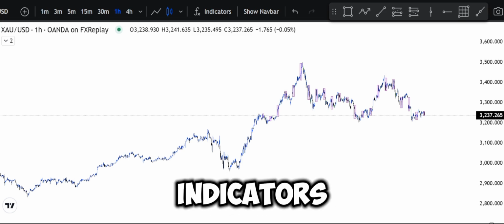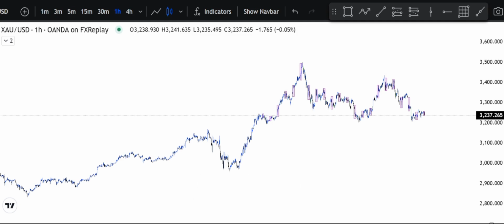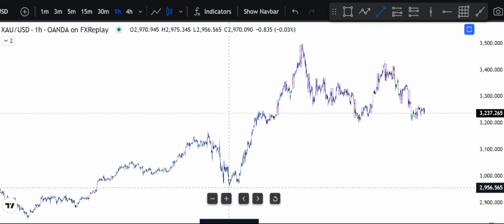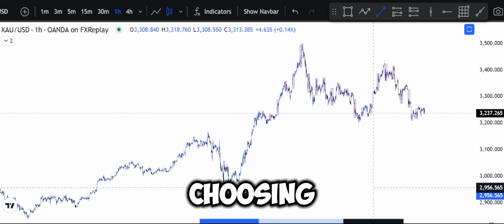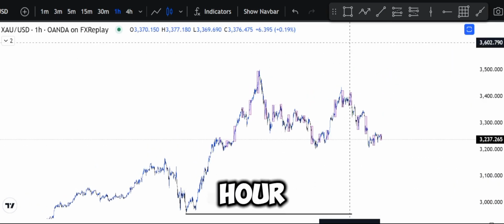No indicators, no confusion, just smart money logic that works again and again. Let's break it down. First thing is mark all the highs and lows. We want to see price inducing one of the highs or lows on 1 hour.